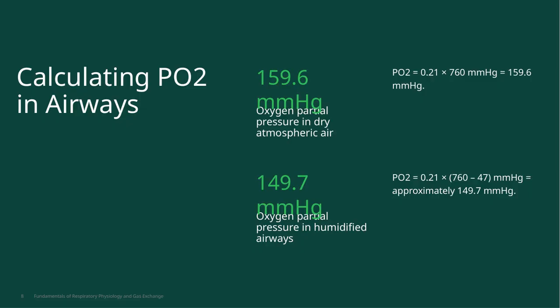Let's take a closer look at how we calculate the partial pressure of oxygen, or PO2, in the airways. First, for dry atmospheric air, we know that oxygen makes up about 21% of the atmosphere.